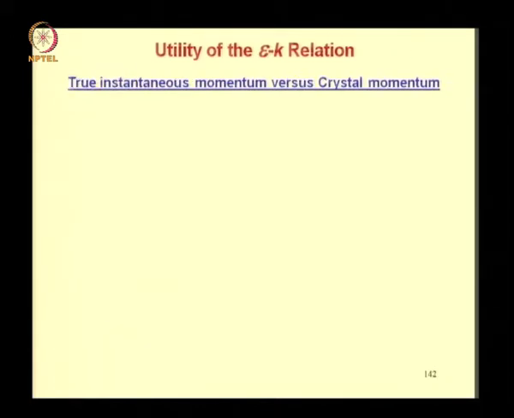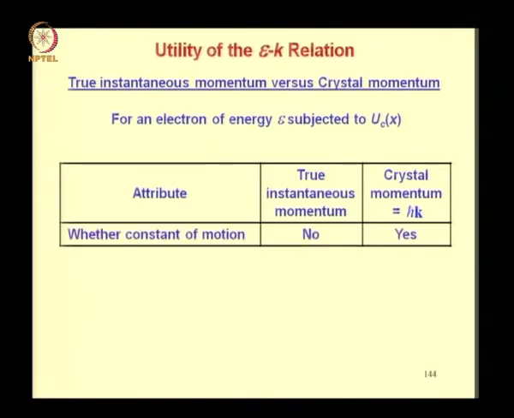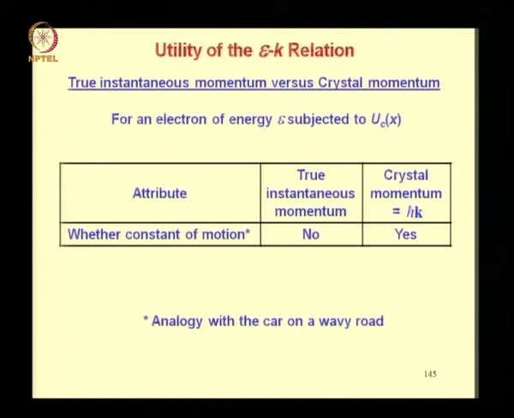Now let us distinguish between true instantaneous momentum and crystal momentum to understand the concept of crystal momentum much more clearly. For an electron of energy E subjected to a crystal potential U_C of x, the difference between the true instantaneous momentum and crystal momentum equal to h cross k is as follows. The true instantaneous momentum is not a constant of motion, whereas the crystal momentum h cross k is a constant of motion. Now let us illustrate this point with an analogy of the car on a wavy road.